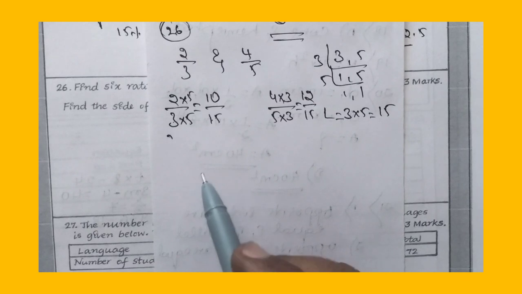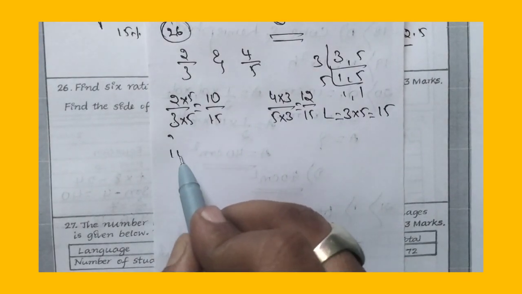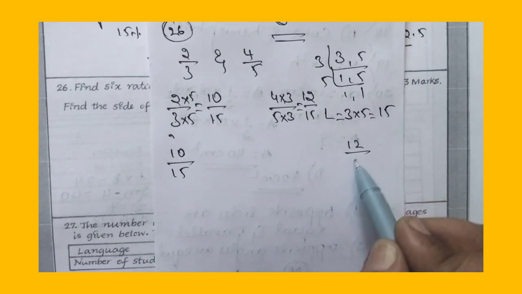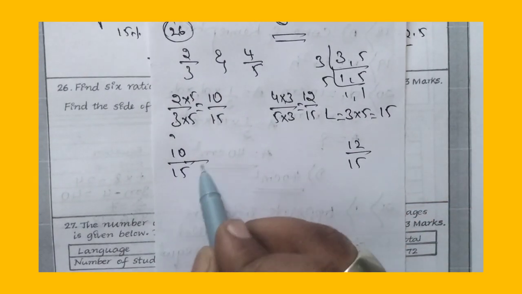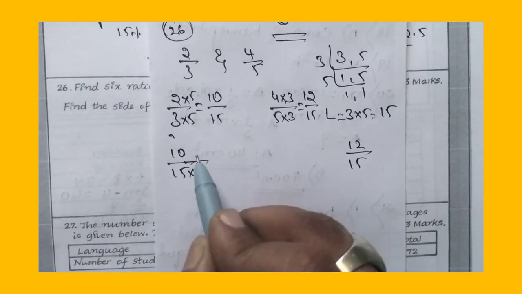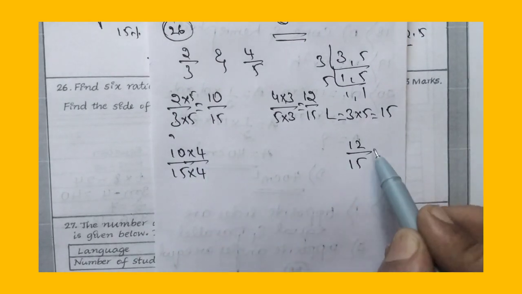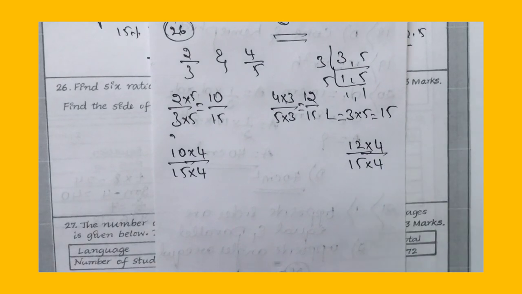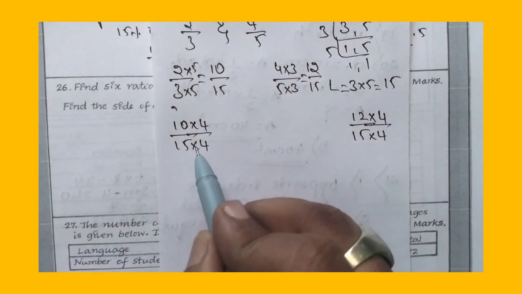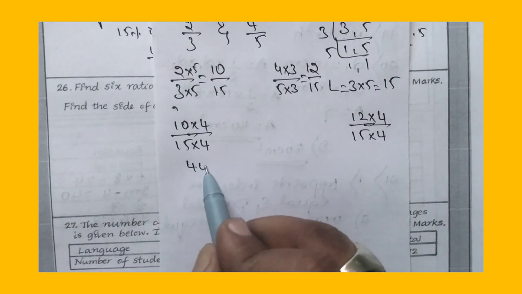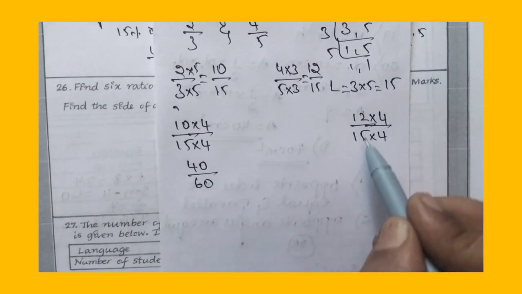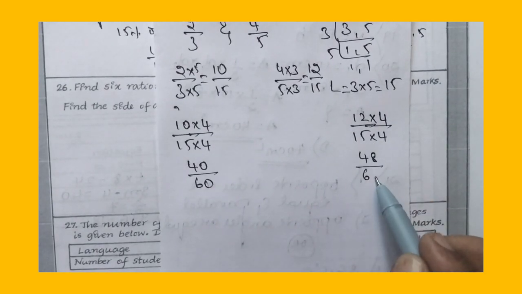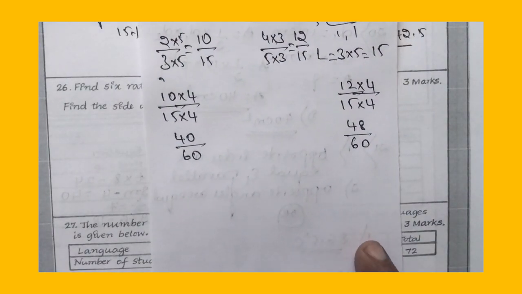So what we do is, again I will take 10 by 15, then 12 by 15. So, 15 is multiplied by 4 and 10 is multiplied by 4. 15 is multiplied by 4 and 12 is multiplied by 4. So, how much we will get here? 10 fours are 40 by 60. Then how much we will get here? 48 by 60. Now we can write 6 rational numbers.